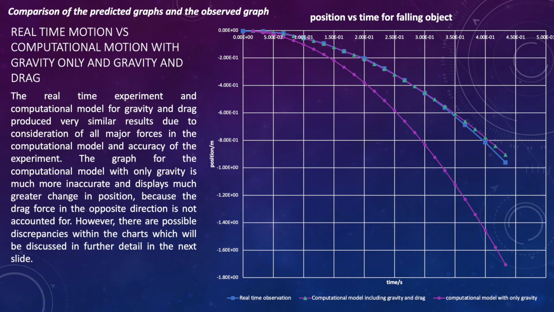Real-time motion versus computational motion with gravity only and gravity and drag. The real-time experiment and computational model for gravity and drag produced very similar results due to the consideration of all major forces in the computational model and accuracy of the experiment. The graph with the computational model with only gravity is much more inaccurate and displays much greater change in position because the drag force in the opposite direction is not accounted for. However, there are possible discrepancies within the charts which will be discussed in further detail in the next slide.